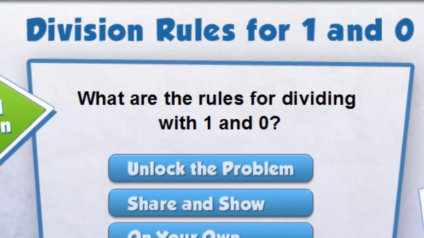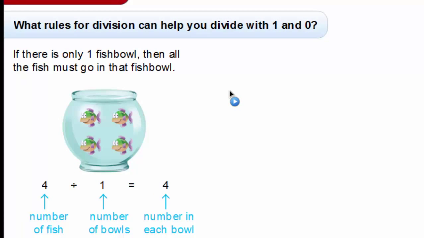The essential question today is, what are the rules for dividing with 1 and 0? Let's unlock the problem together. What rules for division can help you divide with 1 and 0? Let's look at this problem. If there is only one fishbowl, then all the fish must go in that fishbowl. Here we have 4, that's the number of fish, 4 fish, divided into one bowl equals 4 in each bowl.